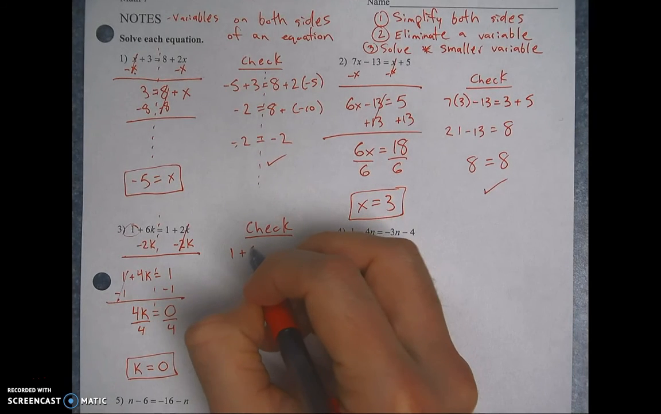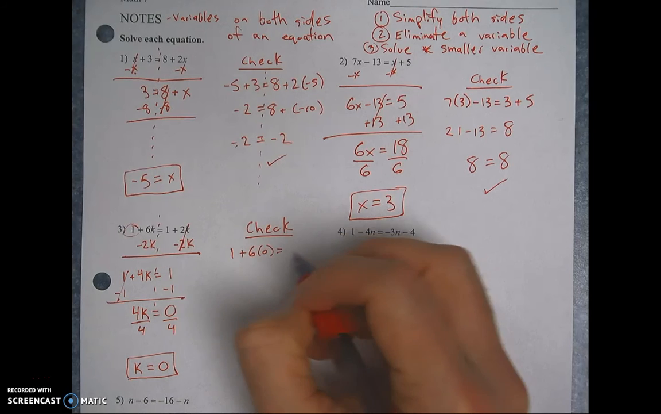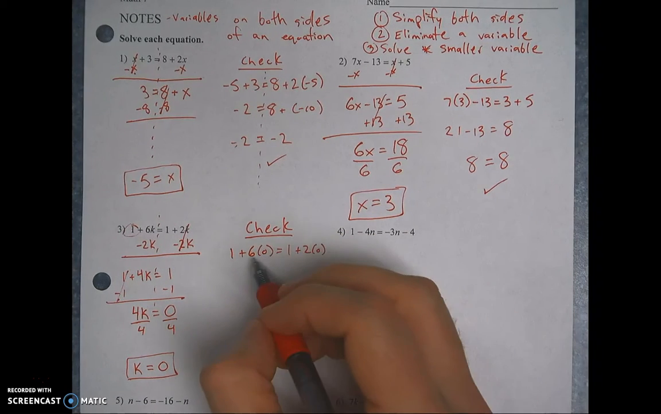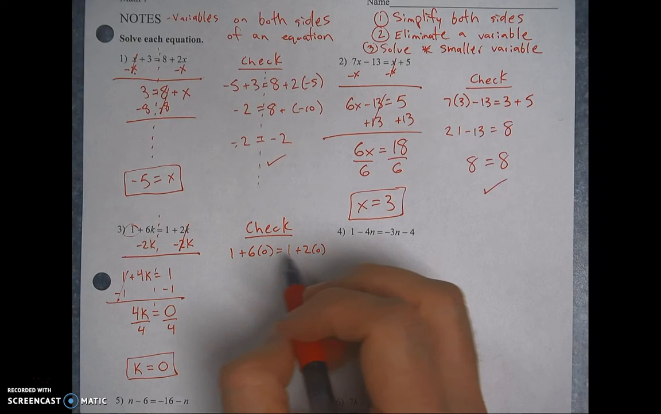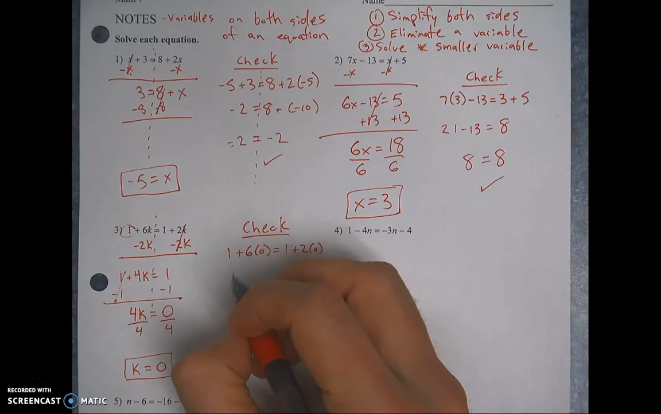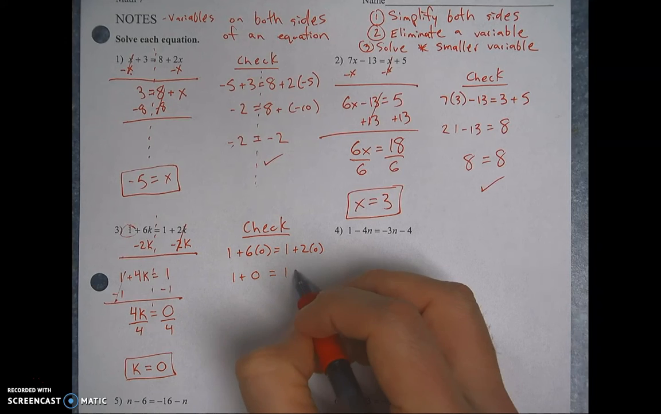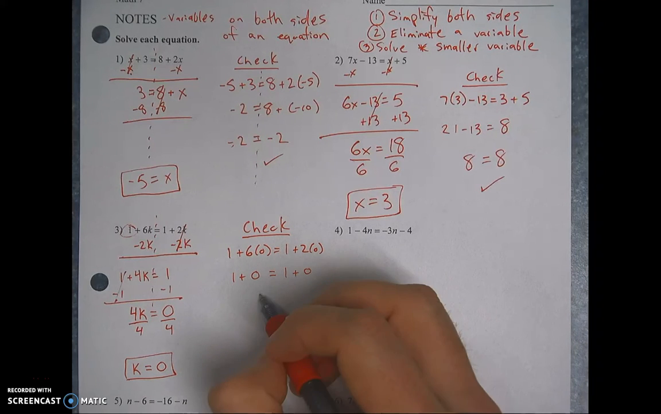1 plus 6 times 0 equals 1 plus 2 times 0. So both of these sides have some simplifying to do. So 6 times 0 is 0, so it's 1 plus 0 on that side. 2 times 0 is 0, so it's 1 plus 0 on that side. We end up with 1 equals 1. Our check is good.